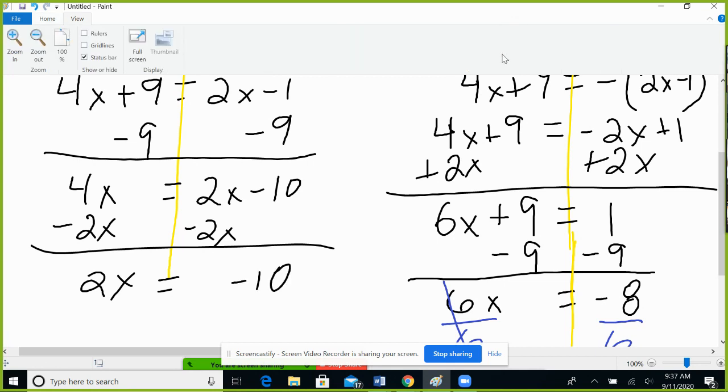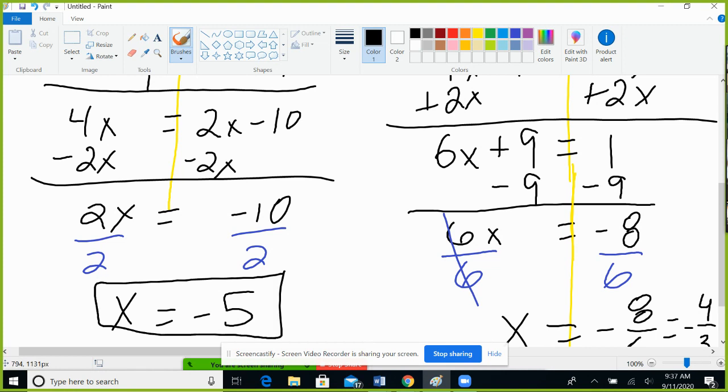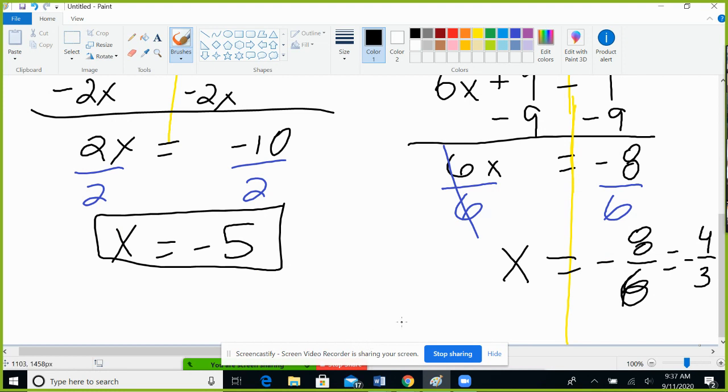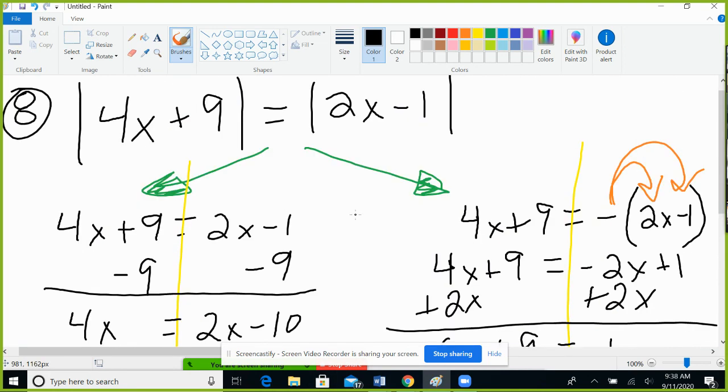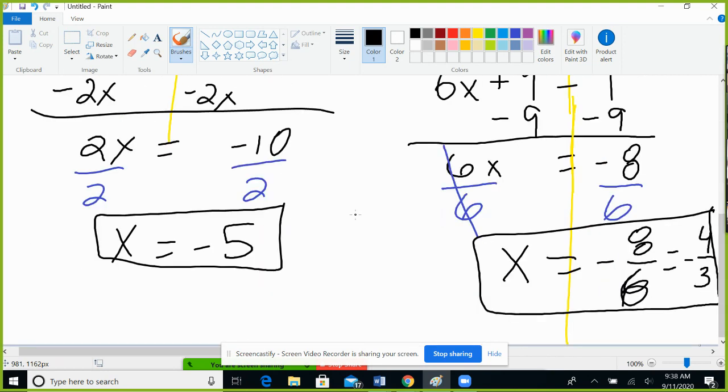And my next step is to divide by 2 on both sides. So I get x equals negative 5. So there's my two answers. X equals negative 5 and x equals negative 4/3. All right, any questions on that? Okay.